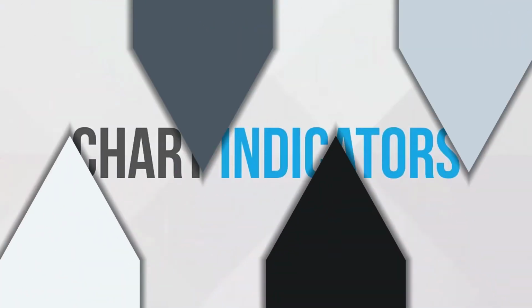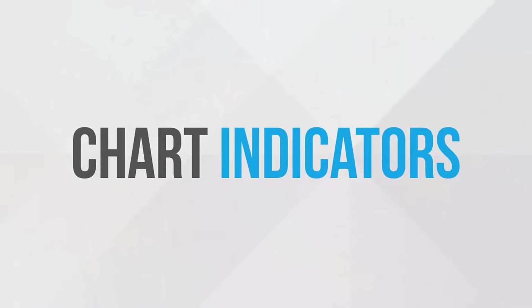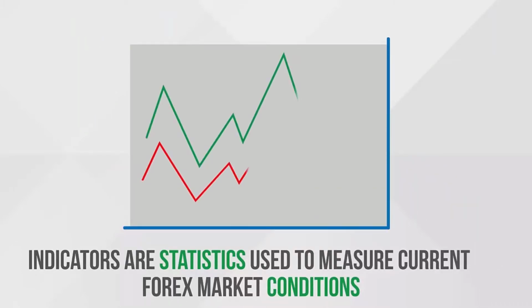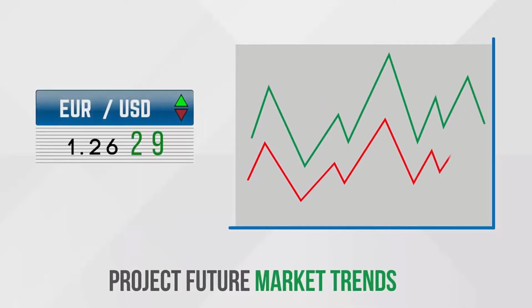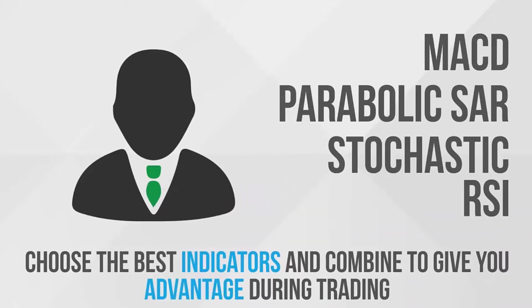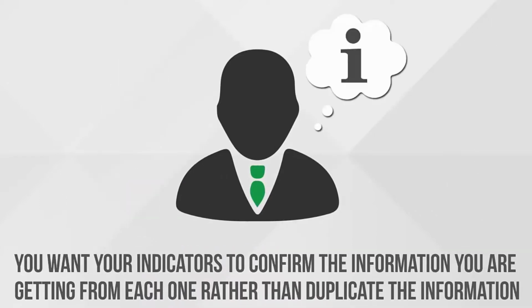Happy viewing. Chart indicators. Let's start with some basic indicators that you can use when you start trading. Indicators are statistics that are used to measure current forex market conditions and to project future market trends. Your job is to choose the best indicators and combine them in a way that will give you an advantage during trading. Ideally, you want your indicators to confirm the information you are getting from each one, rather than duplicate the information.